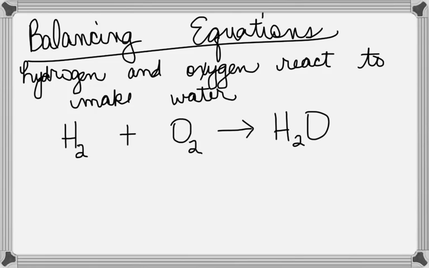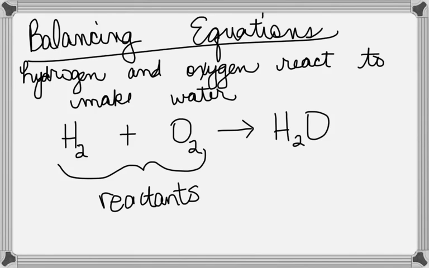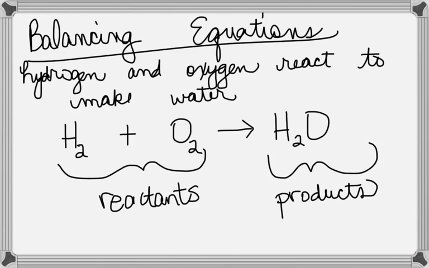Now, on the left side of the equation, everything to the left of the arrow, those are called reactants. Right? Everything to the right side of the arrow, those are called products. Now, in my example, we're starting really simple. I have 2 reactants and 1 product.